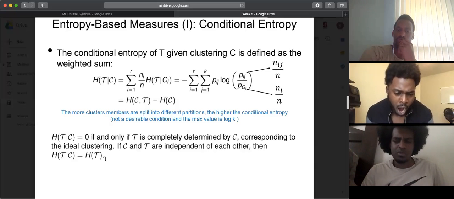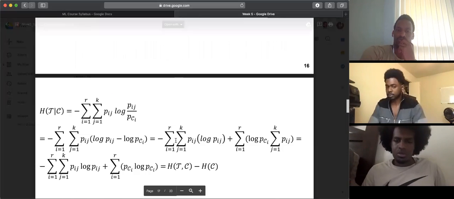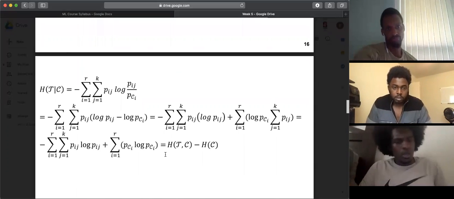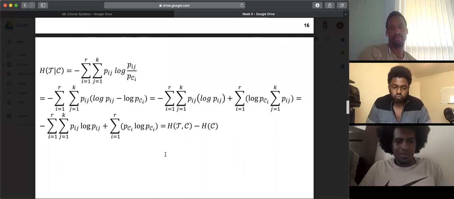Does that make sense? Okay, I think we're almost done. It's just some derivations. I don't really have much to say about this, but you can see it with the math.